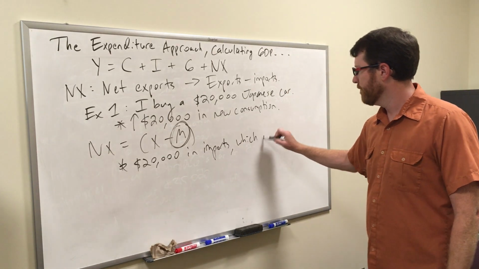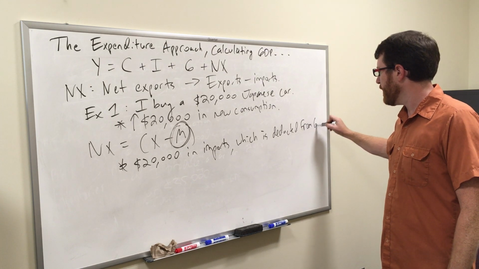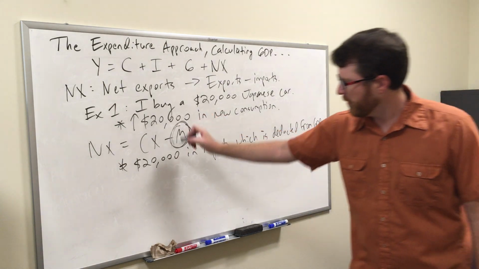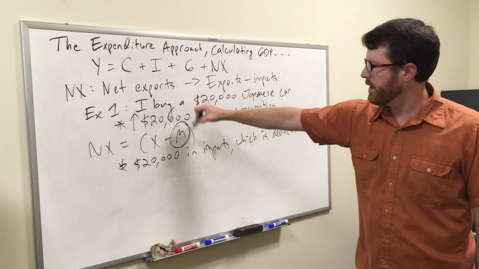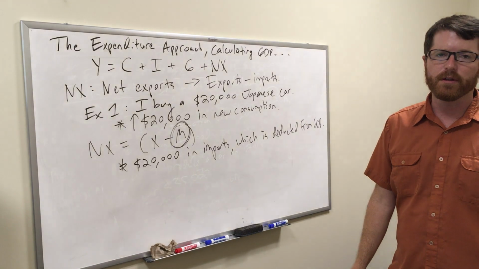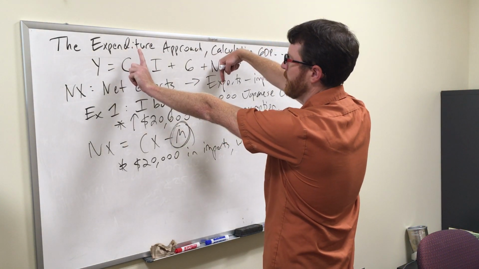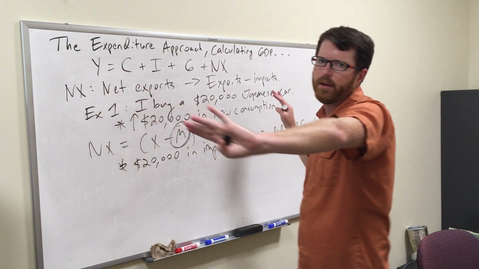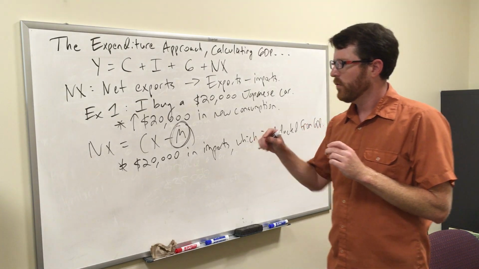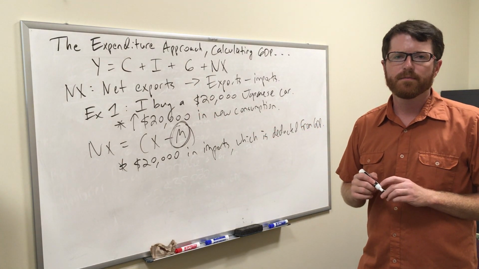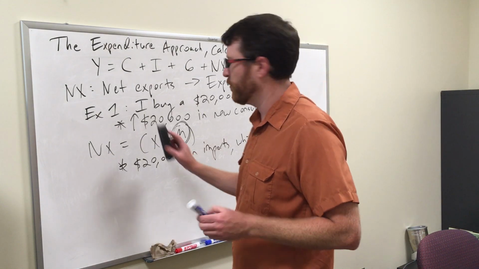And this is deducted from GDP. Okay? Since there's a negative sign here, this net exports component is going to get a negative $20,000 applied to it. So consumption goes up by 20 grand, net exports goes down by 20 grand, so this offsets. So the reason we need the net exports category is simply to account for these sorts of conditions. Okay? Let me give you a second example, which is actually more straightforward than that one.